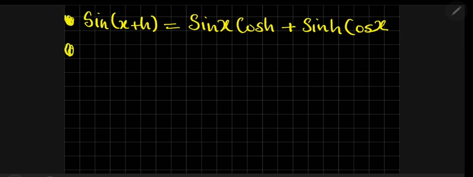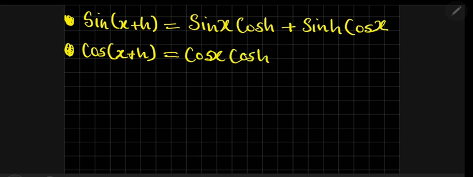Then we go to the one that involves cosine. When you have cosine of x plus h, this will simply be cosine x multiplied by cosine h minus, for cosine, when you have a positive here, you have a negative, minus sine x multiplied by sine h.